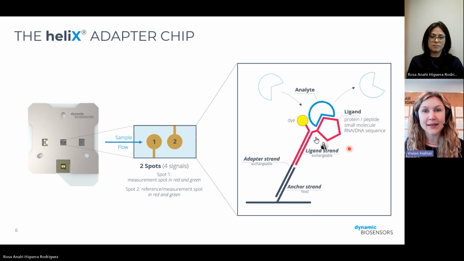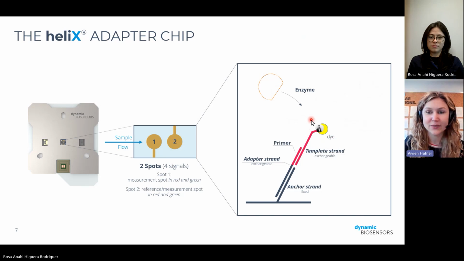Now, in a normal binding assay, this would be our nanolever setup, and we would then flow in the analyte in the microfluidic channel. And upon binding, this would then change the local environment of the fluorescent dye, leading to a change in fluorescence intensity. If we want to use this assay format now for enzymatic activity assays, we need to tweak it a little bit and make some tiny detailed changes. So the setup would then look approximately like this. We now have a primer on the adapter strand, and we have a template strand that carries the fluorescent dye.